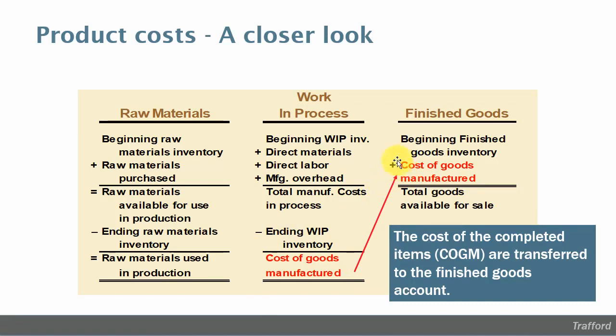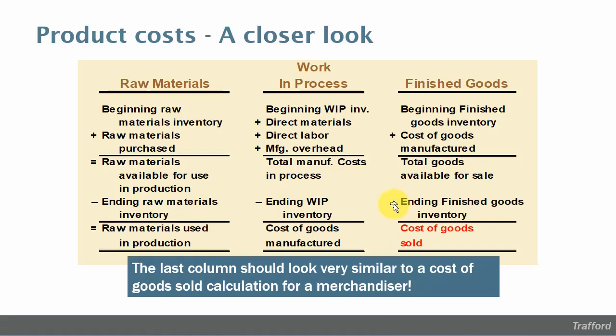Finished goods also starts off with the beginning inventory. You add the inputs, cost of goods manufactured, and that gives you total goods available for sale. We've already seen the layout of this inventory account. If from total goods available for sale you subtract the cost of your ending finished goods inventory, that will give you cost of goods sold. So flowing through these three inventory accounts is how you can compute cost of goods sold.